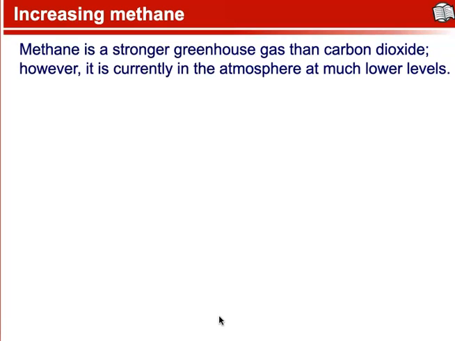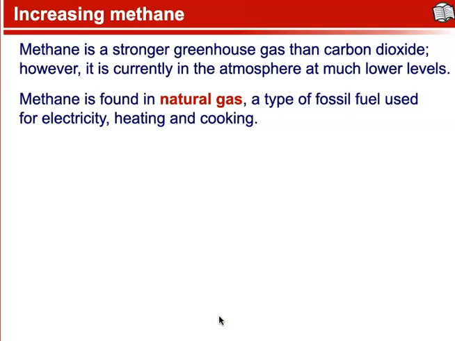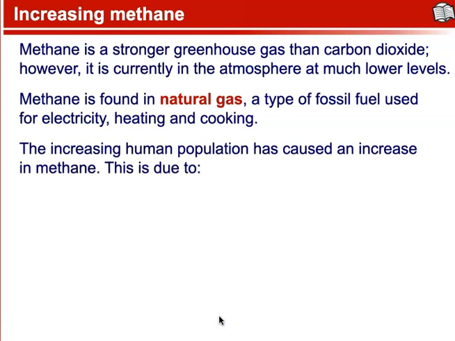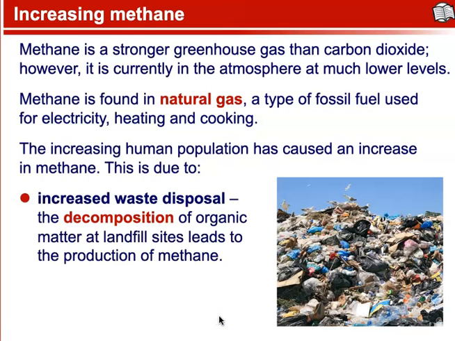Increasing methane. Methane is an even stronger greenhouse gas than carbon dioxide. However, currently, the amount of methane in our atmosphere is pretty low. Methane is found in natural gas, a type of fossil fuel used for electricity, heating, and cooking. The increasing human population has caused an increase in methane. This is due to increased waste disposal. The decomposition of organic matter at landfills leads to the production of methane as bacteria outgas those things.